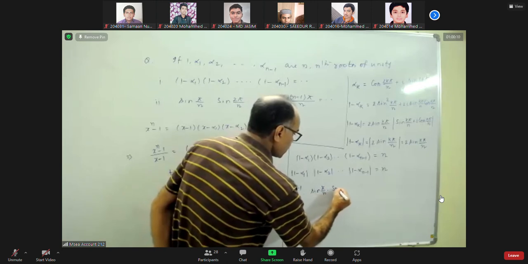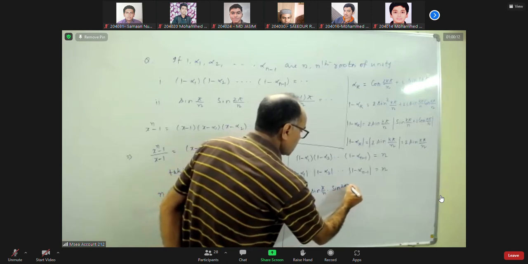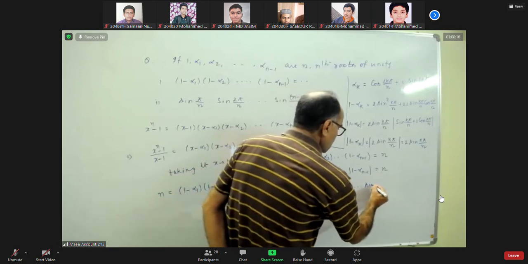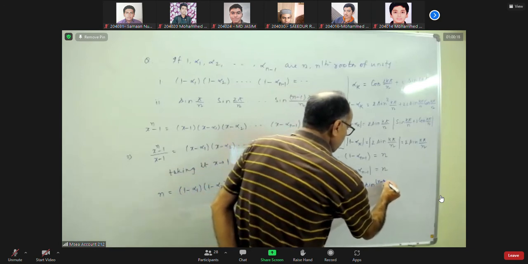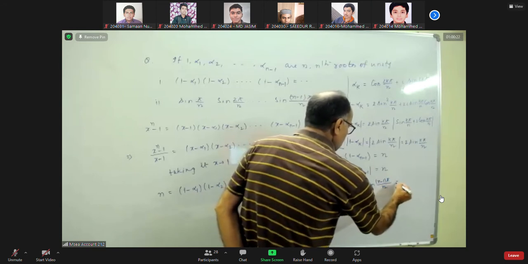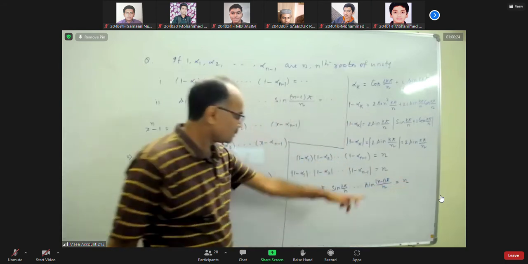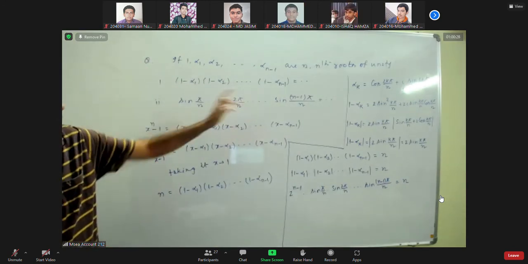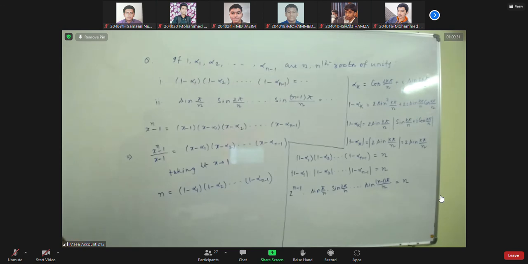into sin 2 pi by n, to sin n minus 1 into pi by n, equals n. We got the value. He is asking this value. So this will be n by 2 to the power n minus 1.